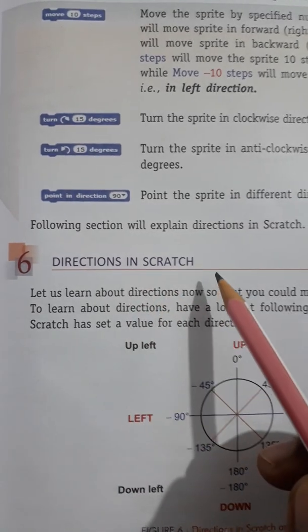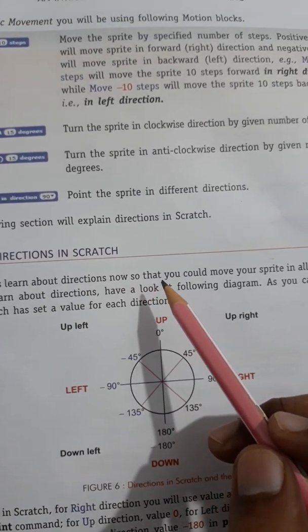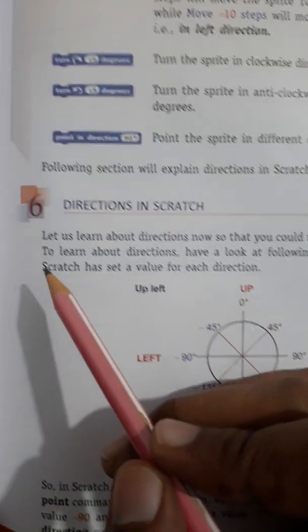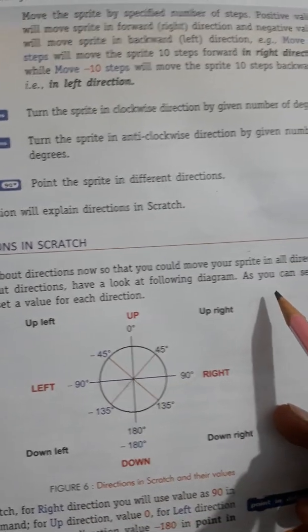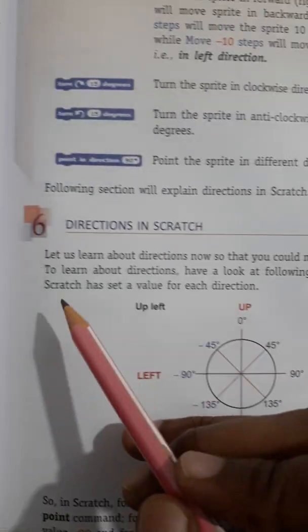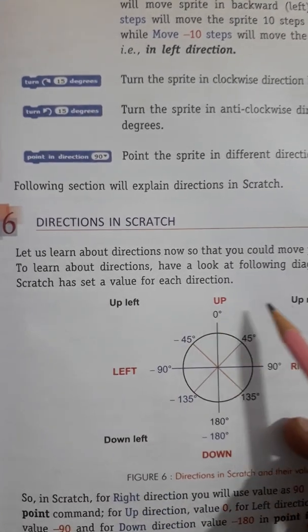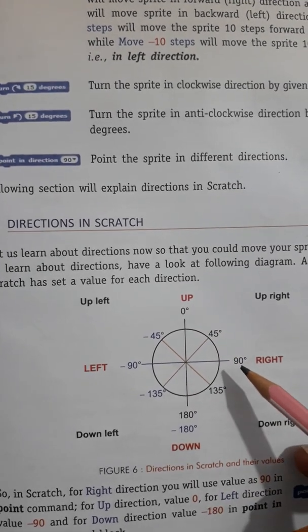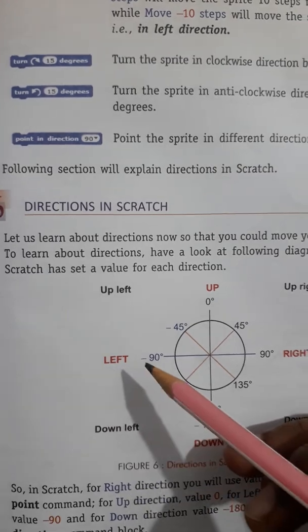Directions in Scratch. Let's learn about directions now so that you could move your sprite in all the directions. To learn about directions, have a look at the following diagram. As you can see, Scratch has a set of values for each direction. For up 0, for right 90, for down 180 and for left minus 90.